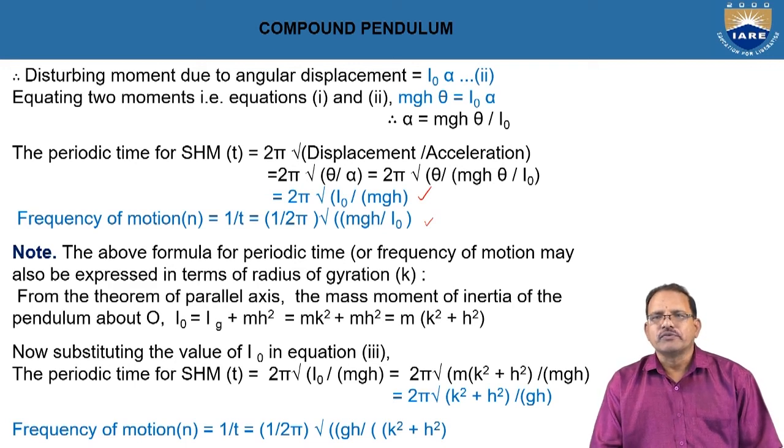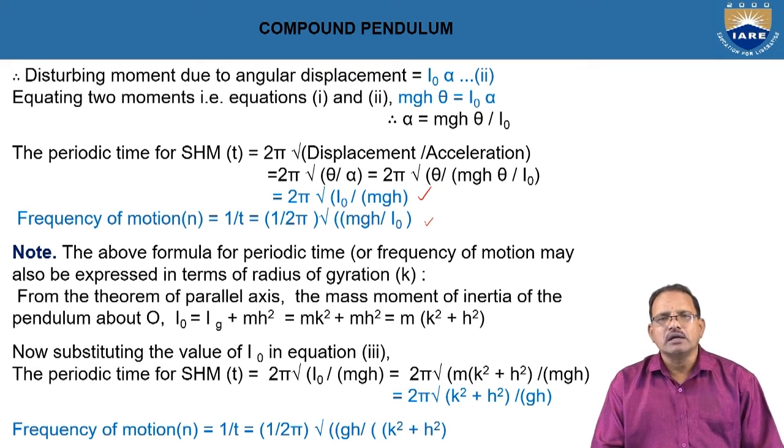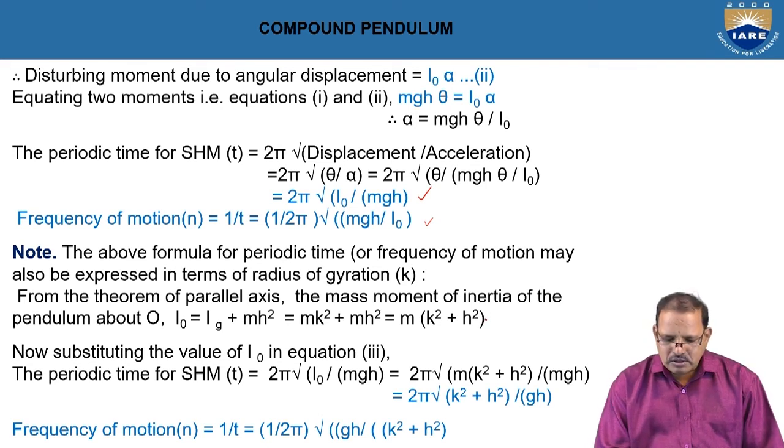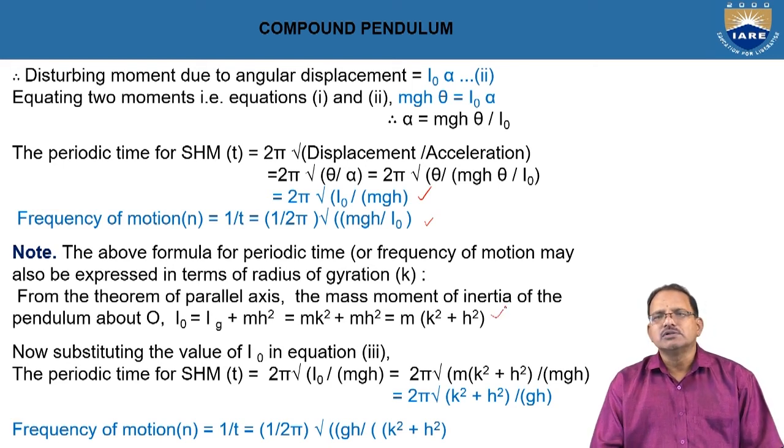center of gravity. So it is equal to Ig, that is the mass moment of inertia of the pendulum at its center of gravity, given by mk square, where k stands for radius of gyration, plus mh square. So m is the common term. Then the simplified equation is m of k square plus h square. Now substitute the value of I naught in equation number 3.